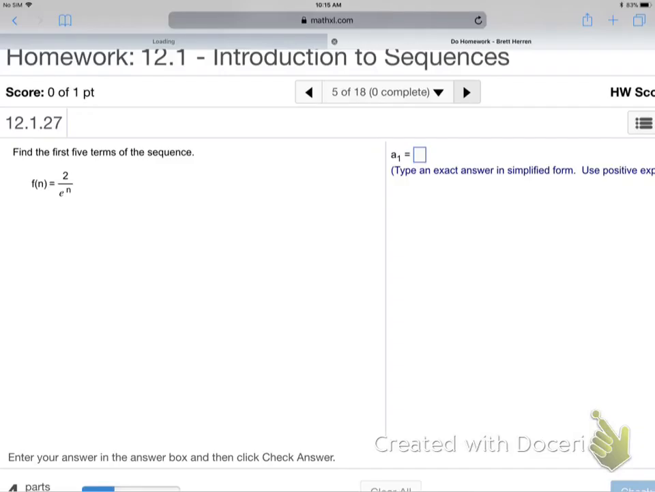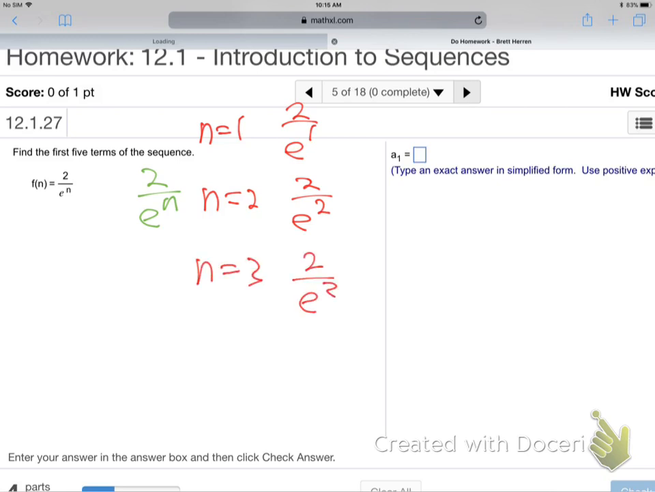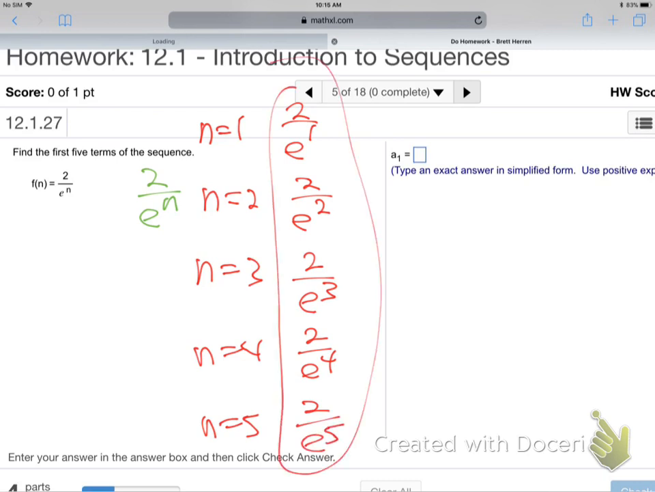Okay, there we go. So the formula is 2 over e to the n. So they want you to plug in 1. When you plug in 1, you get 2 over e to the 1. When you plug in 2, you get 2 over e to the 2. When you plug in 3, you get 2 over e to the 3. When you plug in 4, you get 2 over e to the 4. And when you plug in 5, you get 2 over e to the 5. There they are. Nothing more complex than that. Just plug in 1, 2, 3, 4, 5. Easy so far?